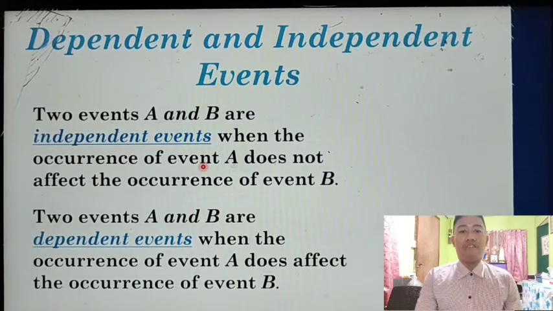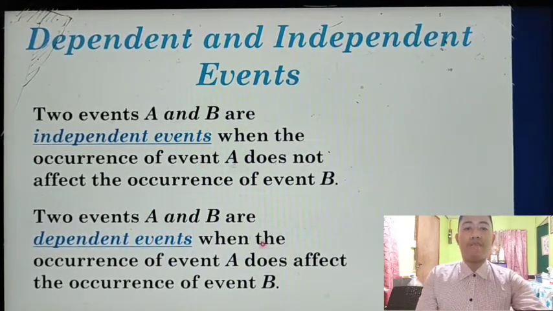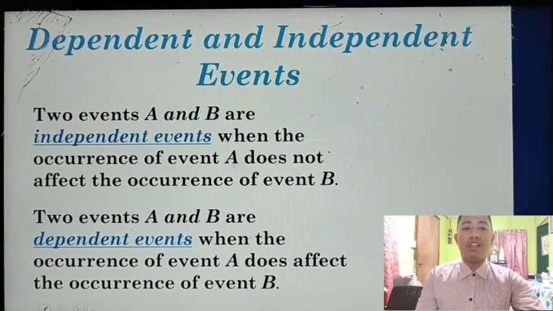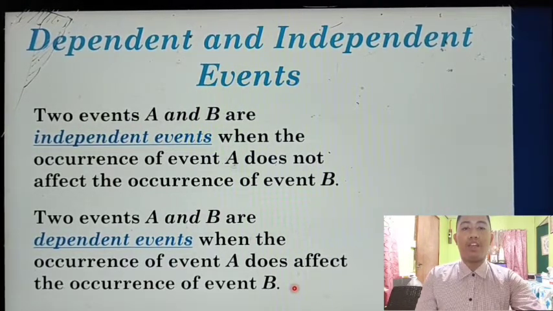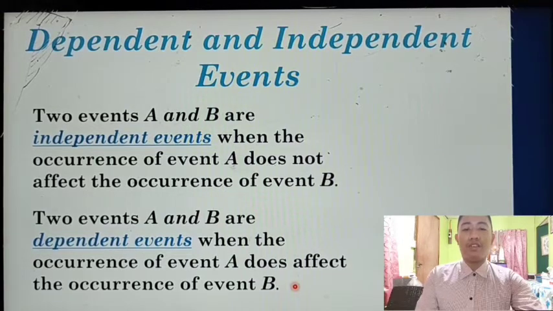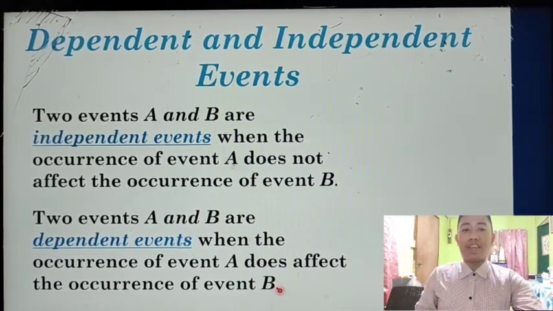While two events A and B are called dependent events when the occurrence of event A does affect the occurrence of event B. So this is an example of dependent events: we are looking for the possible number of genders among the 4 children in the family. So dependent events could be affected in every event.